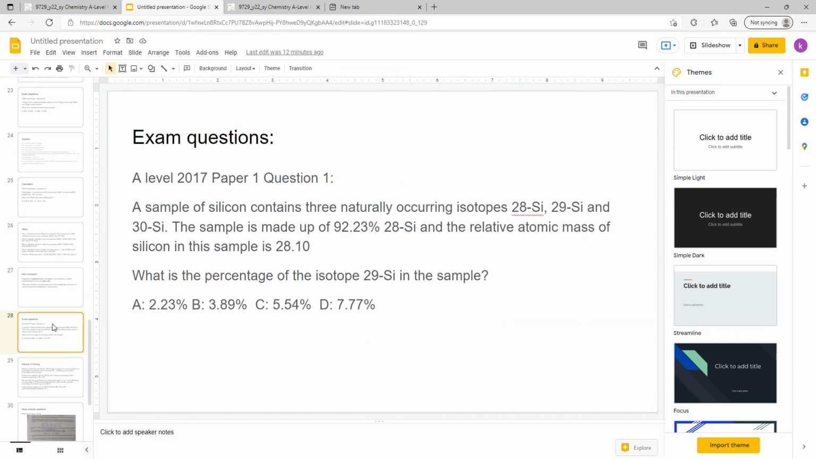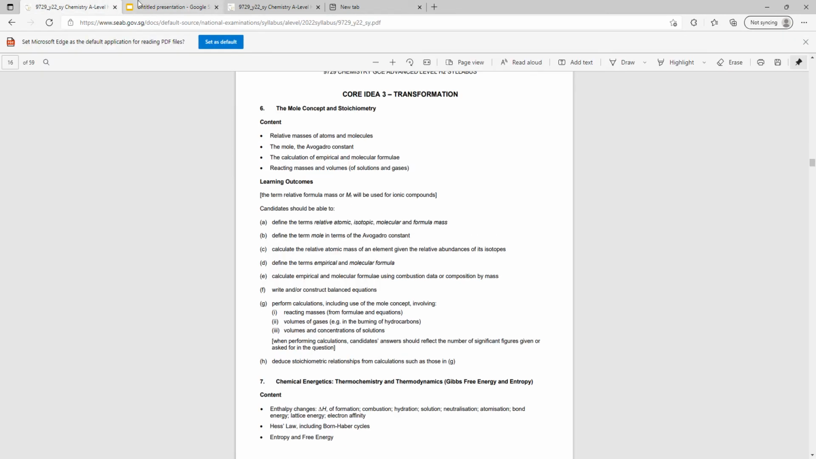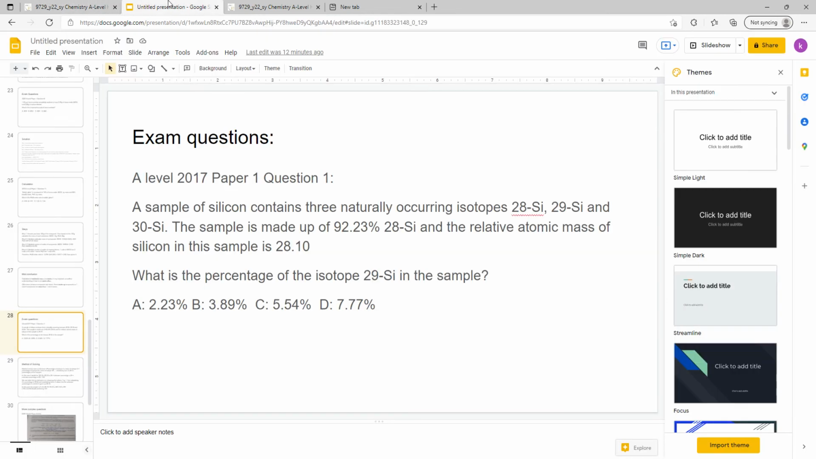Okay, yet another exam question. This will cover part C of the learning outcomes. So it says a sample of silicon contains 3 naturally occurring isotopes, 28Si, 29Si, and 30Si. The sample is made up of 92.23% 28Si, and the relative atomic mass of silicon in this sample is 28.10. So based on this, what is the percentage of the isotope 29Si in the sample?